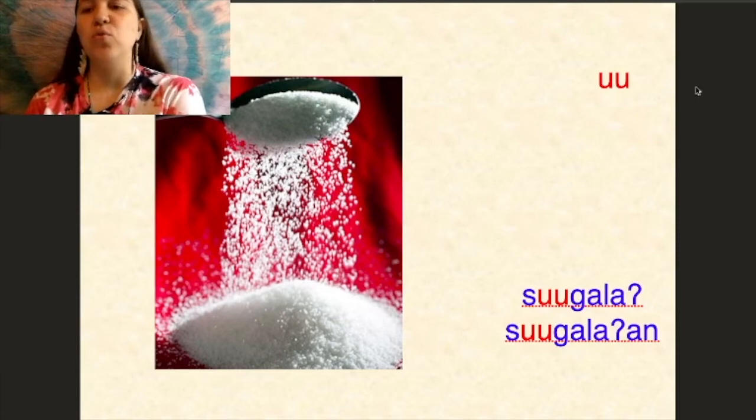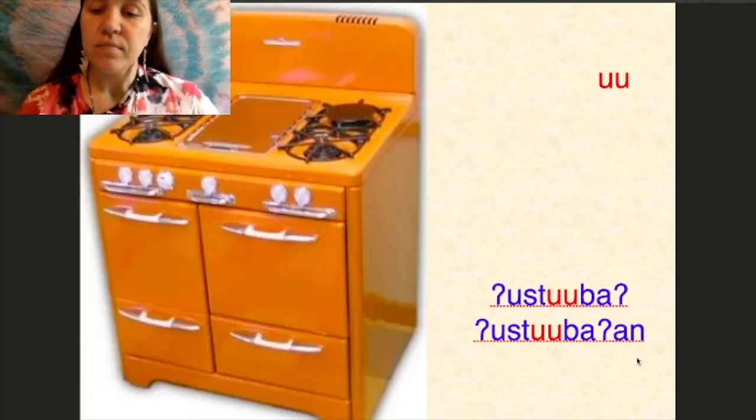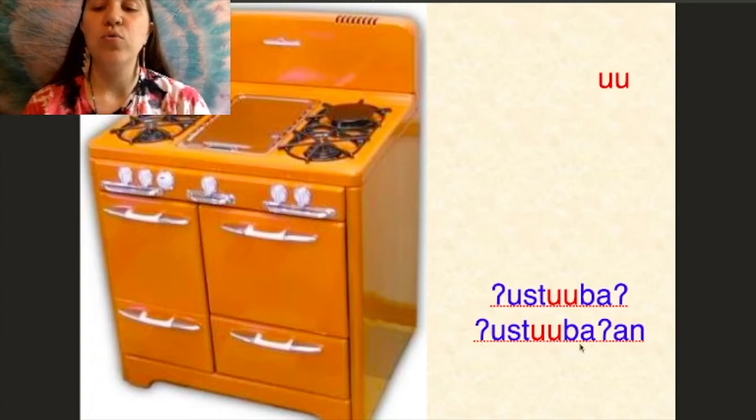So starting off with the u sound, we have sukala, sukalaan. And that's our word for sugar. Next we would have the oo sound in here would be ustuba, ustubaan. And this is the word for stove.